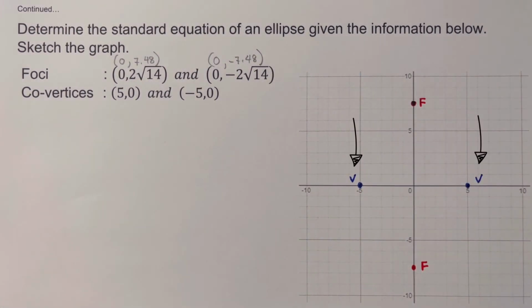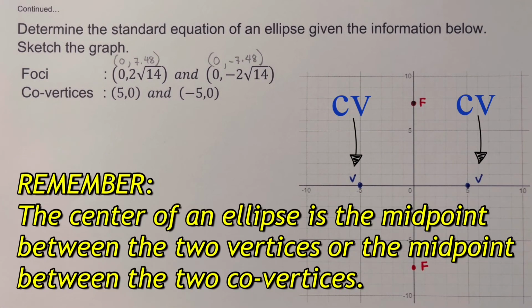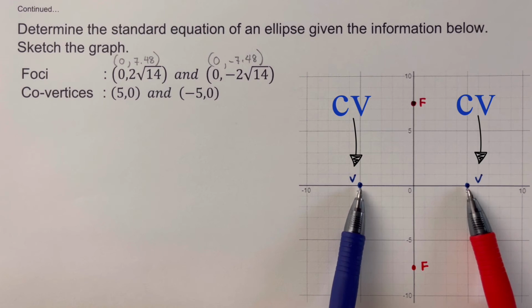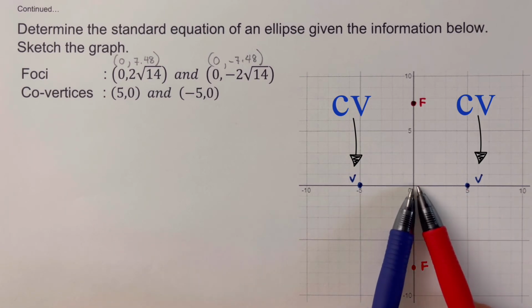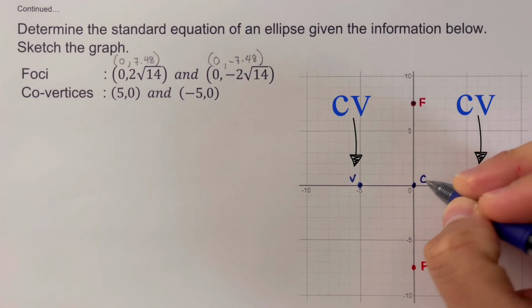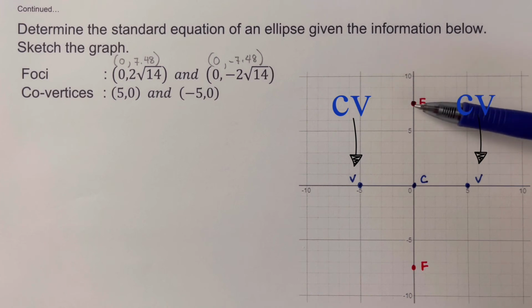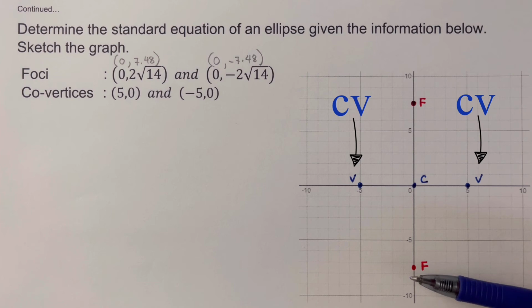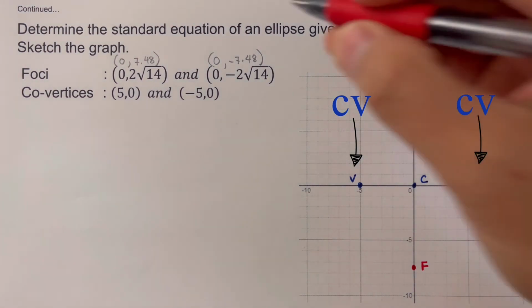Okay, now we remember that the center of an ellipse is located at the midpoint between the two vertices or the two co-vertices. So if we trace this, again, we can use the midpoint formula to determine the midpoint, or we can just trace it. So in this case right here, we can tell that our center is located at 0, 0. So this is our center right here. Since our focus is on the vertical y-axis, we can say that this is an example of a vertical ellipse. So I'm going to label that information up here.